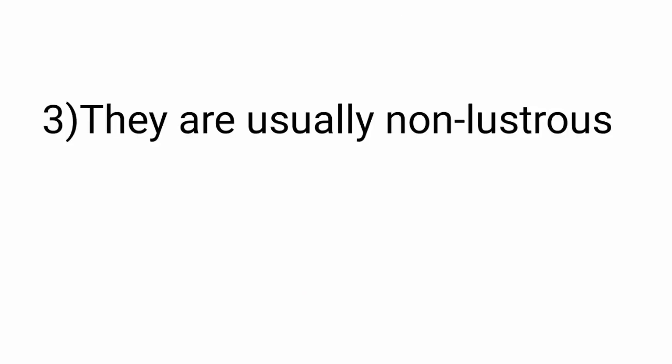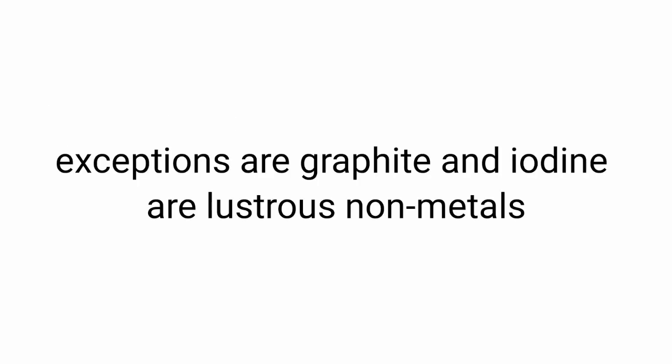Third property is that they are usually non-lustrous. That means they do not shine. However, the exception is graphite, which is a form of carbon, and iodine. They are lustrous non-metals, that means they are shiny. Graphite and iodine are non-metals but they are shiny.